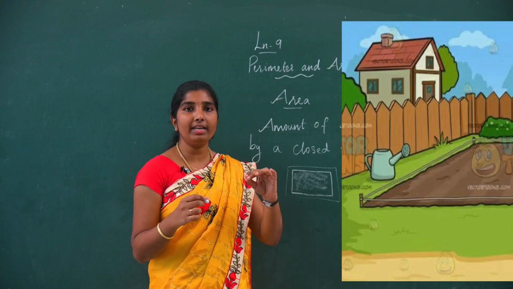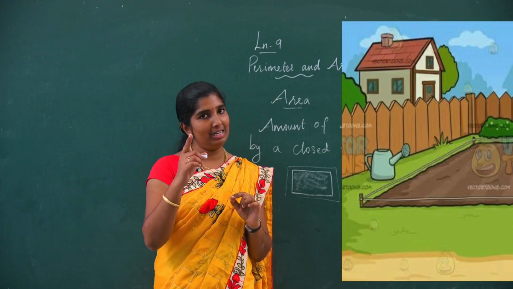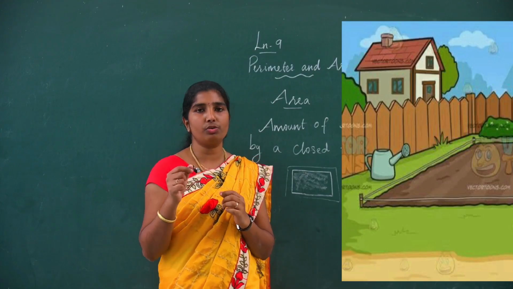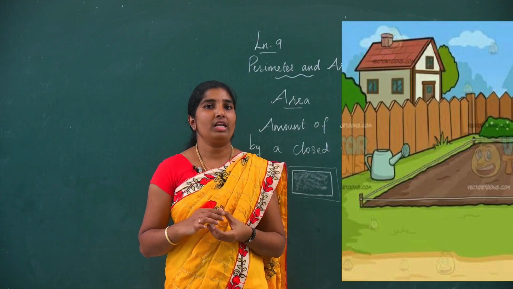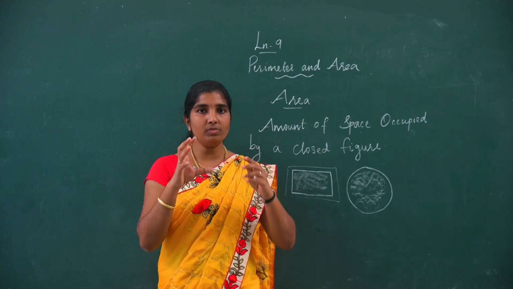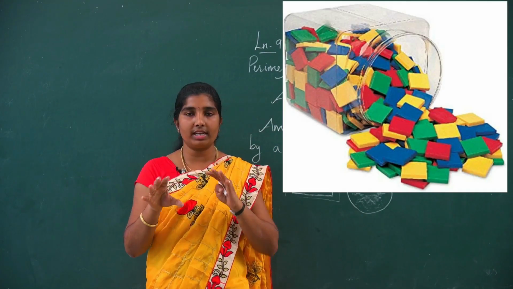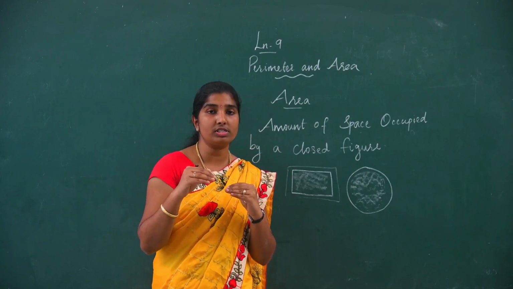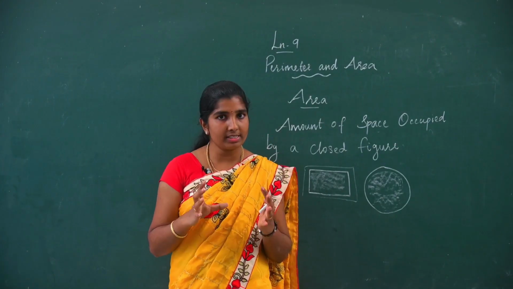I want to find the area of this land. First, see what the shape of this land is. Very good, it is a rectangle. Do you have any idea to find the area of this rectangular land, children? Yes, very good. We can use some square tiles to fill this land. After that, count how many square tiles we used to fill the land. That is the area of the land. Let us use some square tiles to find the area of this land.